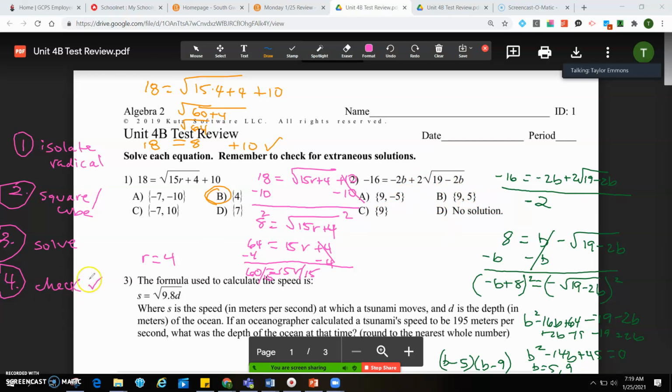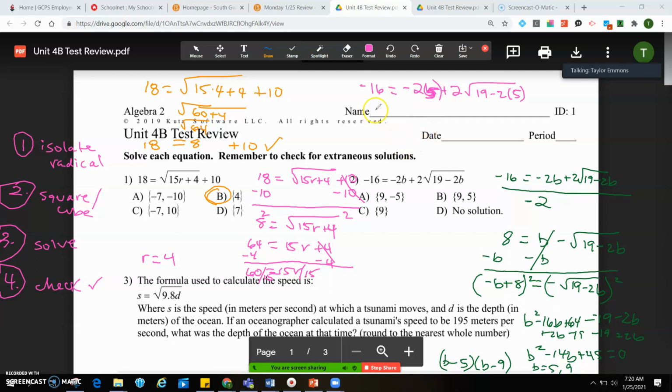Remember, that's our step 4. We always have to check for extraneous solutions. So I'm going to take 5 and 9 and plug it back in to check and see. So I've got negative 16 equals, and I'm going to plug in 5 because I know 9 probably works because it's 3 of the answer choices. So I'm going to plug in 5. Okay? So that's going to give me negative 2b plus 2 times the square root of 19 minus 2, and I'm plugging in 5, right, for all my b's.